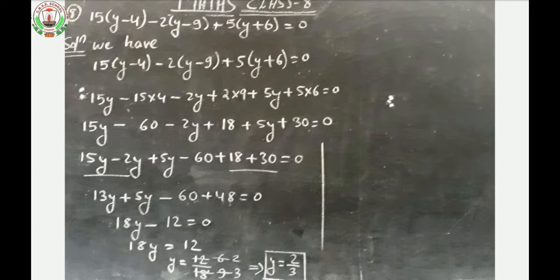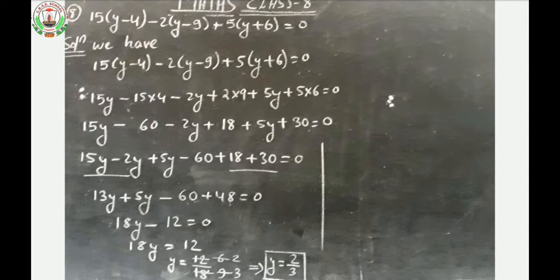So after opening the bracket and multiplying the numbers to the terms inside the bracket, what equation are we getting? That is 15y minus 15 into 4 minus 2y plus 2 into 9 plus 5y plus 5 into 6 is equal to 0. That will become, in the next step, 15y minus 15 into 4, that will be 60, isn't it? Minus 2y plus 2 into 9, that will be 18, plus 5y, 5 into 6, that is plus 30, is equal to 0. Now we have to make pairs of the like terms together.